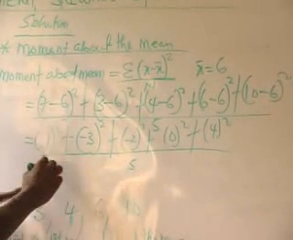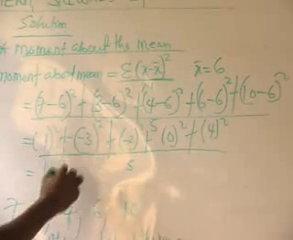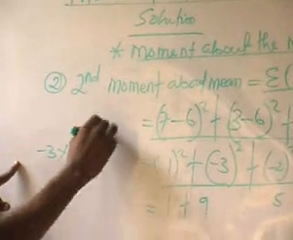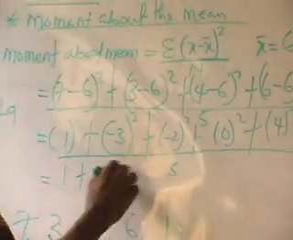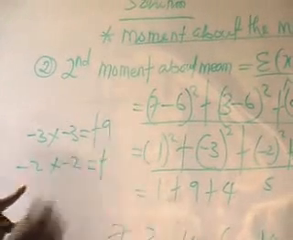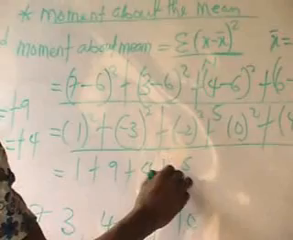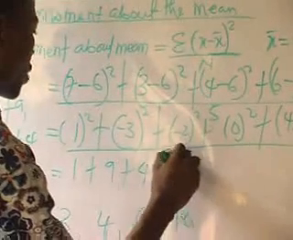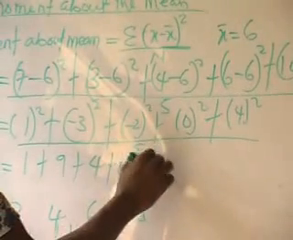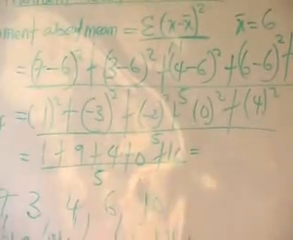1 raised to power 2 is 1, because 1 times 1 is 1. Minus 3 times minus 3 will give us 9. Minus times minus is plus, then 3 times 3 is 9. That's why we have plus 9 here. Then plus minus 2 times minus 2 is 4, because minus times minus is plus, and 2 times 2 is 4. Are we together? Then plus the next one, 0 raised to power 2 is 0. Then plus 4 raised to power 2 is 16. Then everything over 5, which is going to be equal to, let's add together.